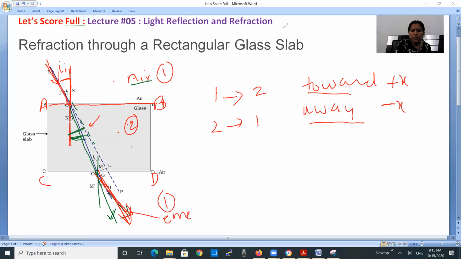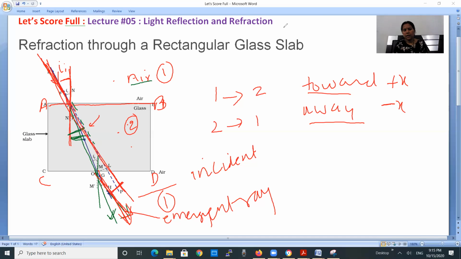द लास्ट लाइन जिसको हम बोलेंगे इमर्जेंट रे, विच कम्स आउट ऑफ द सेकेंड मीडियम, उसको हम बोलते हैं इमर्जेंट रे। इमर्जेंट रे इंसिडेंट रे के पैरेलल होगा। अगर मैं इनिशियली जो EF इंसिडेंट रे था, if I will compare it with emergent ray and incident ray, they both will be parallel. ठीक है? The long dash line is your incident ray. So they both will be parallel with some gap in between them, and we denote it with small d, and we say it lateral deviation.